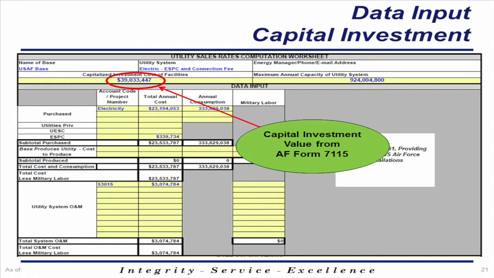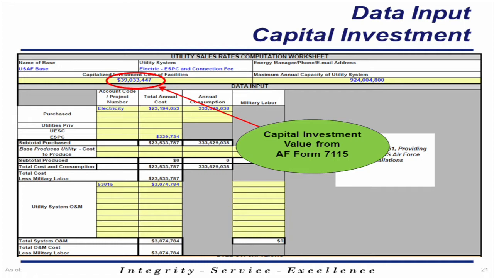Okay? In this example, you can see the data input for capital investment on a 3556 for an electric system. In this briefing, we will be using 3 different examples to show different points on calculating utility sales. We'll use this electric form, we'll use an example for water, and we'll use an example for wastewater treatment. The reason we use different forms is that there are different cost factors. They have to be processed to calculate the sales rates, so we use 3 different examples.